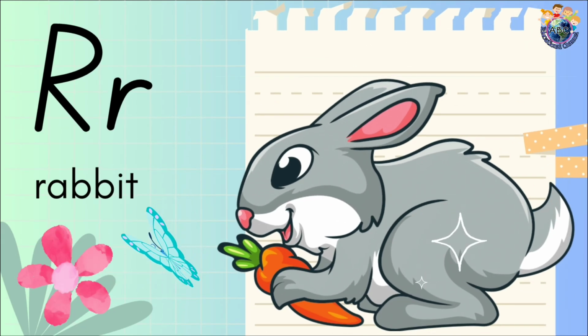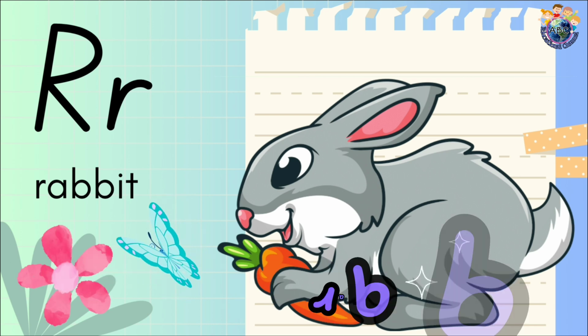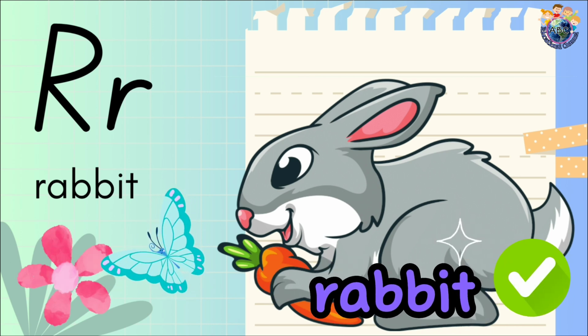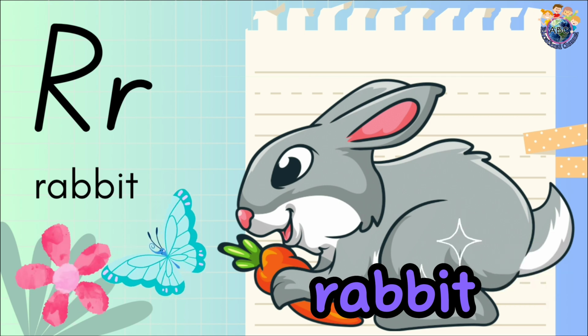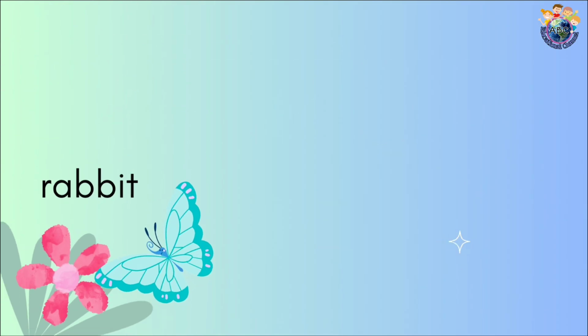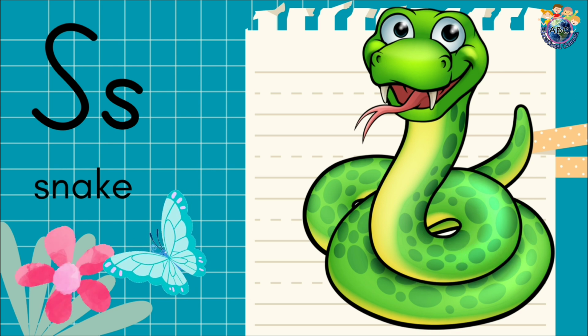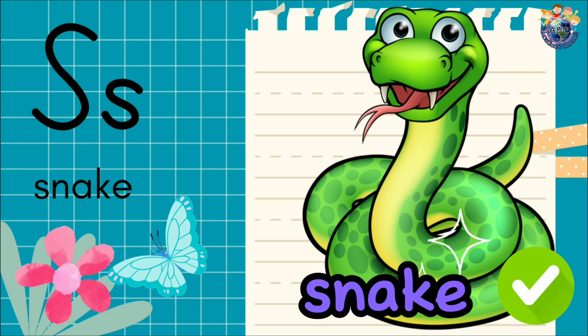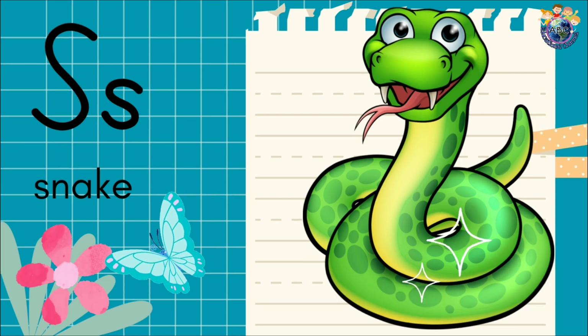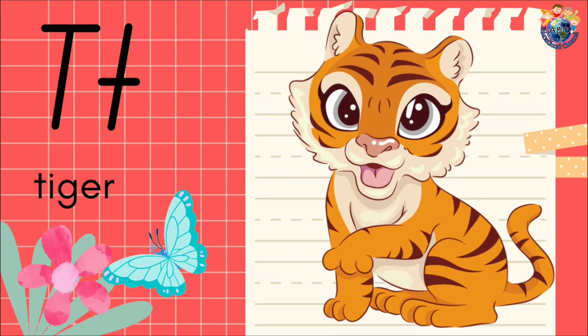R is for rabbit. Rabbit. S is for snake. Snake. T is for tiger. Tiger.